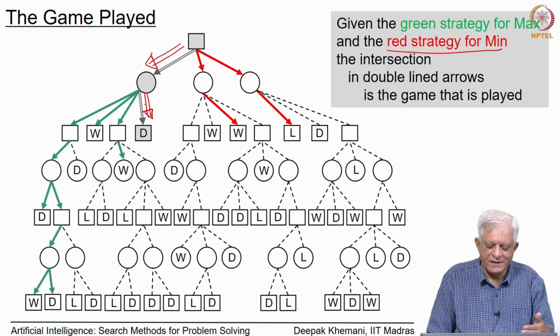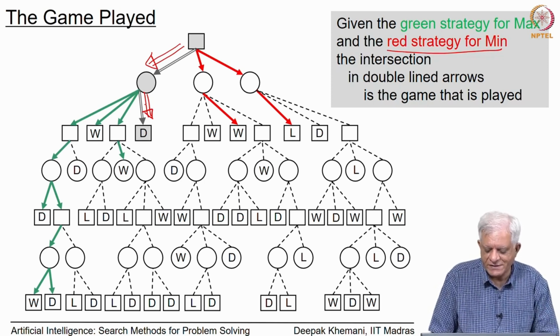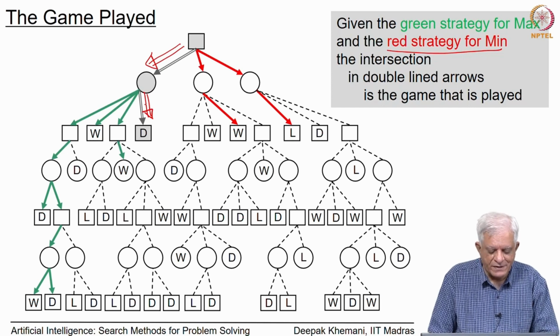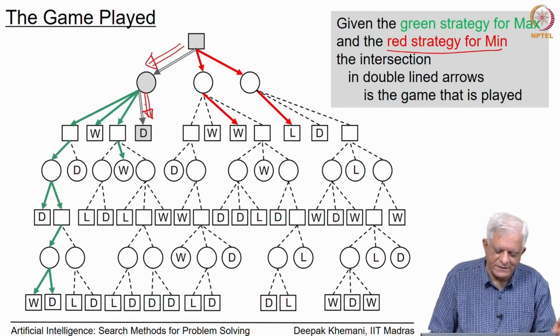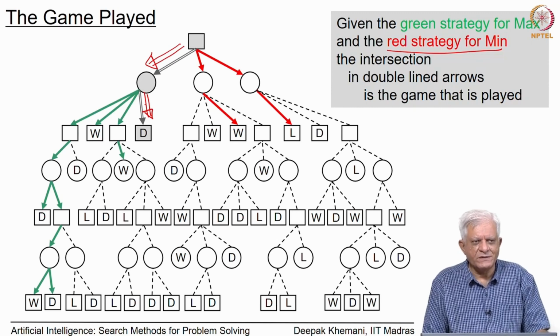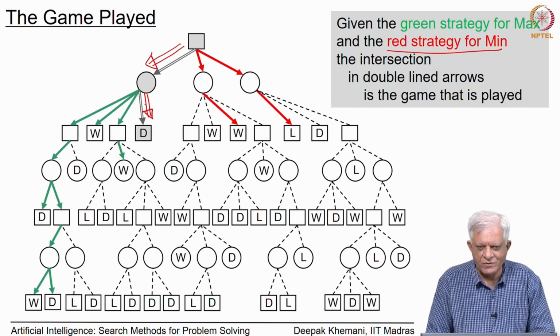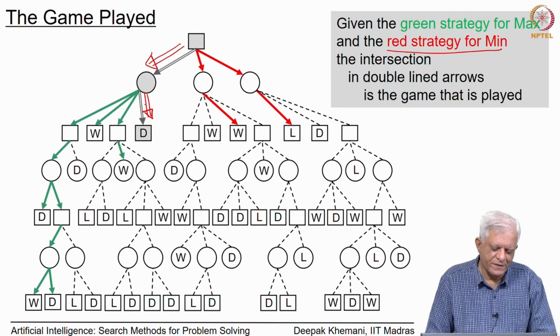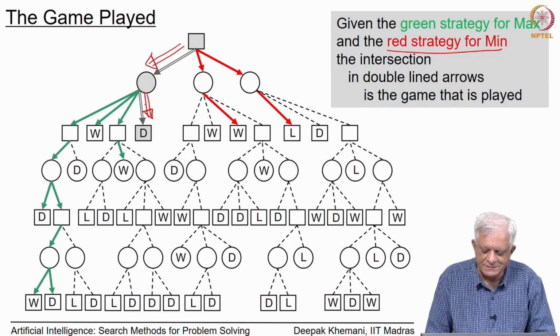So, remember that the red subtree is a strategy by min, the green subtree is a strategy by max, and this path that we have shown is the intersection of the two strategies. These are the edges which are common to both the strategies. So, once the two players have frozen the strategies, we know what is the game that will be played and what will be the outcome of the game as well.